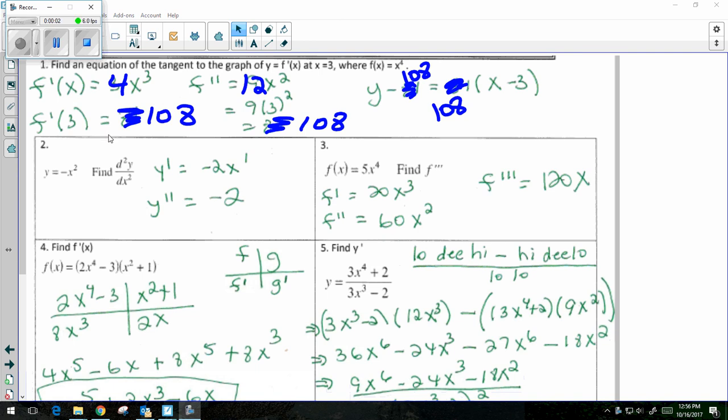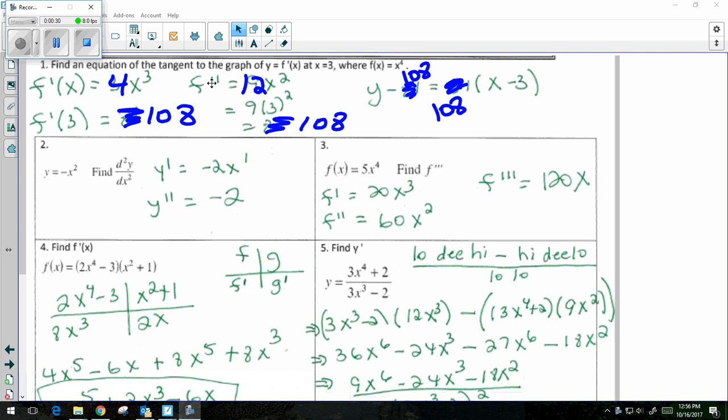So this is the answer key for today's worksheet. Number 1 says find an equation of the tangent to the graph of y equals f prime of x at x equals 3. Well, this has a twist because now it wants the tangent to the graph of y equals f prime. So f prime of x is 4x cubed.